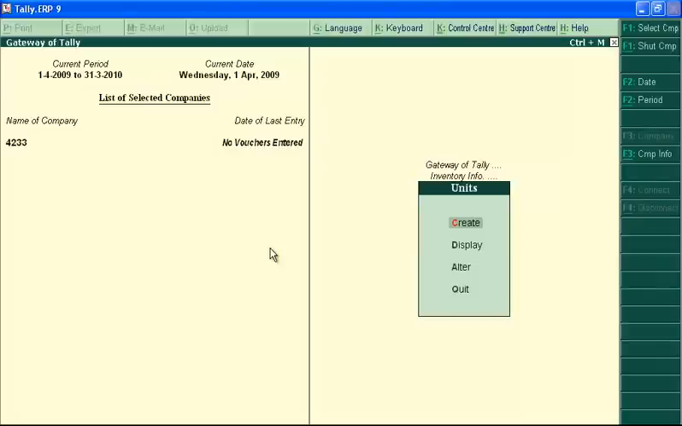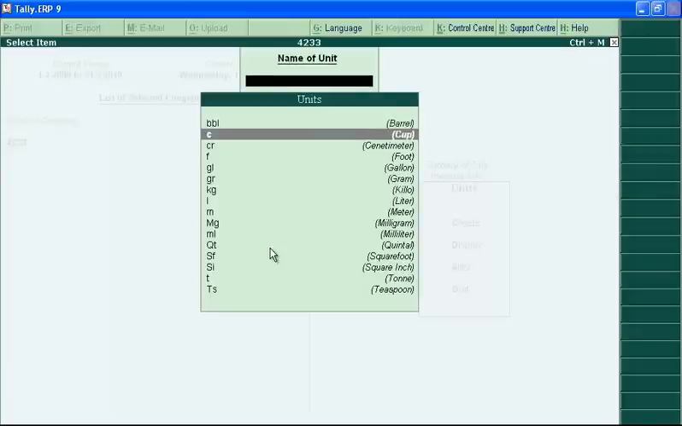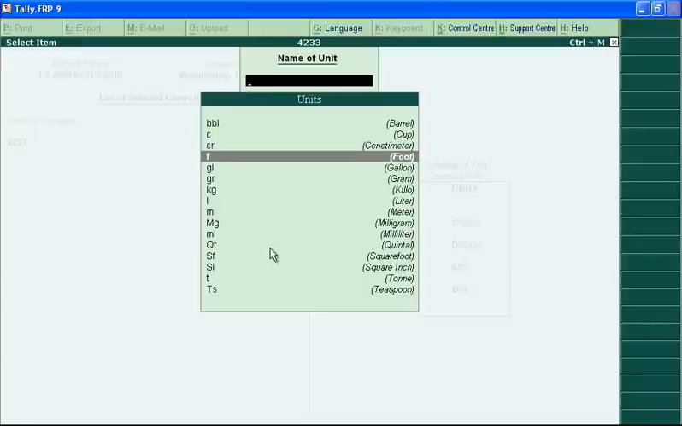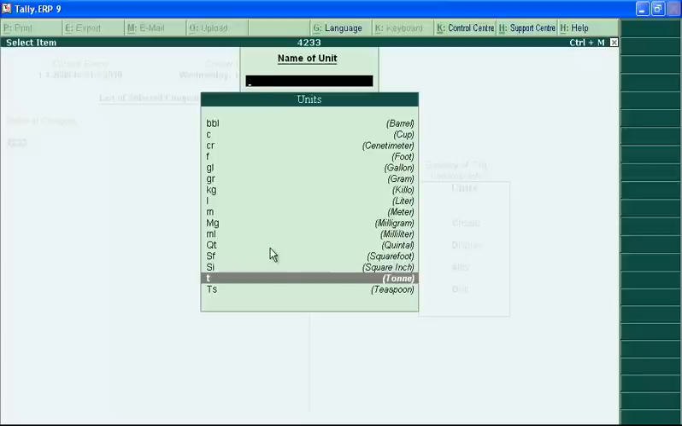Now we see all these units which we have created in Tally.ERP 9. First is barrel, BBL, cup, centimeter, foot, gallon, gram, kilogram, liter, meter, milligram, milliliter, quintal, square foot, square inch, ton, teaspoon.